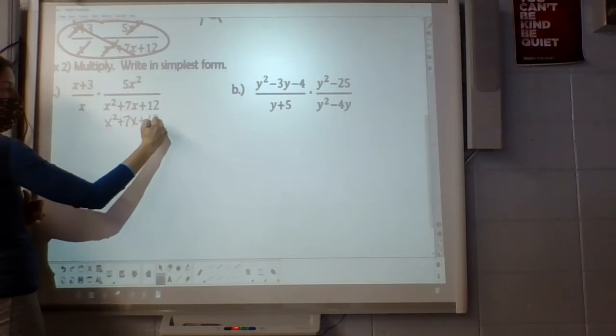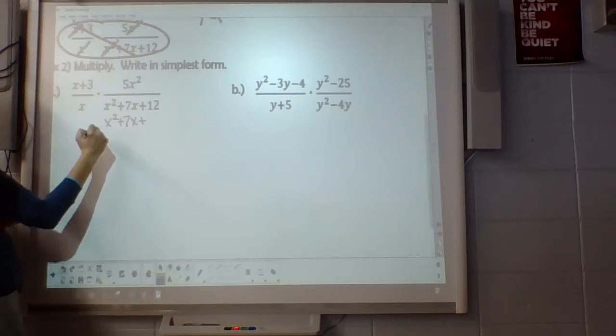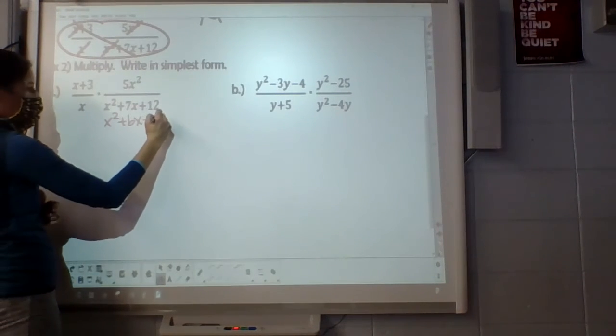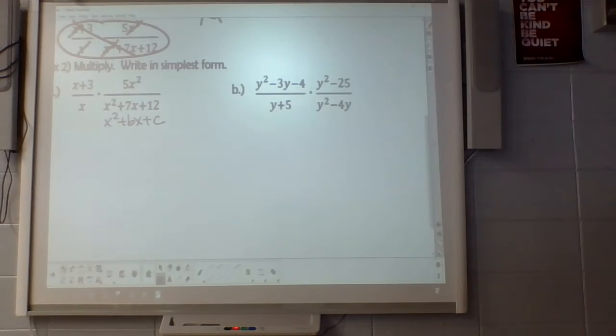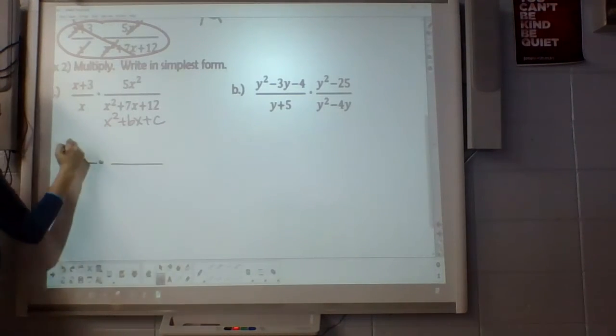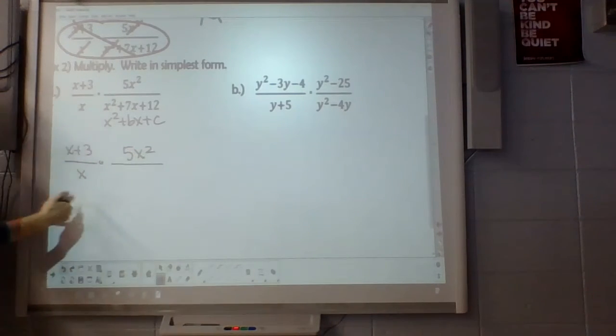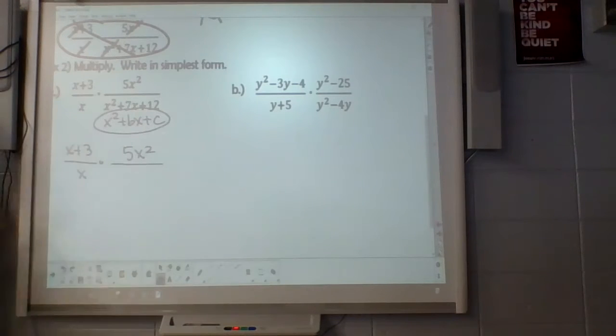To the second, to the first, and then constant. So it kind of looks a little like this. Do you remember, we made a whole chart on how to factor that. Yep. We did.